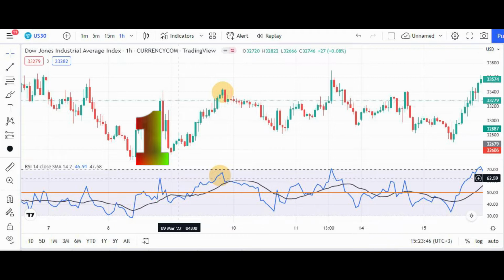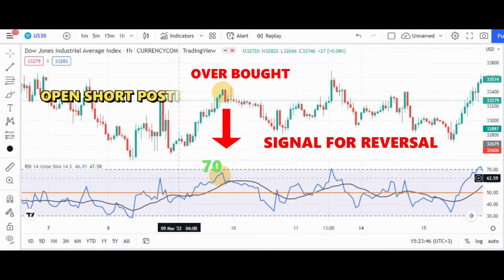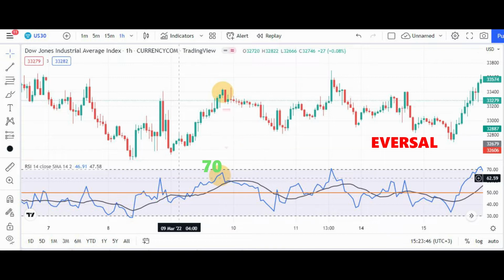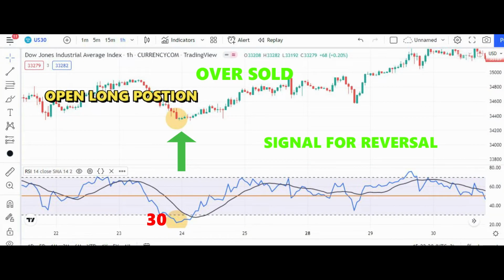Number 1. Overbought, oversold. The traditional interpretation and usage of the RSI is that values of 70 or above indicate that a security is becoming overbought or overvalued, and may be primed for a trend reversal or corrective pullback in price. An RSI reading of 30 or below indicates an oversold or undervalued condition.